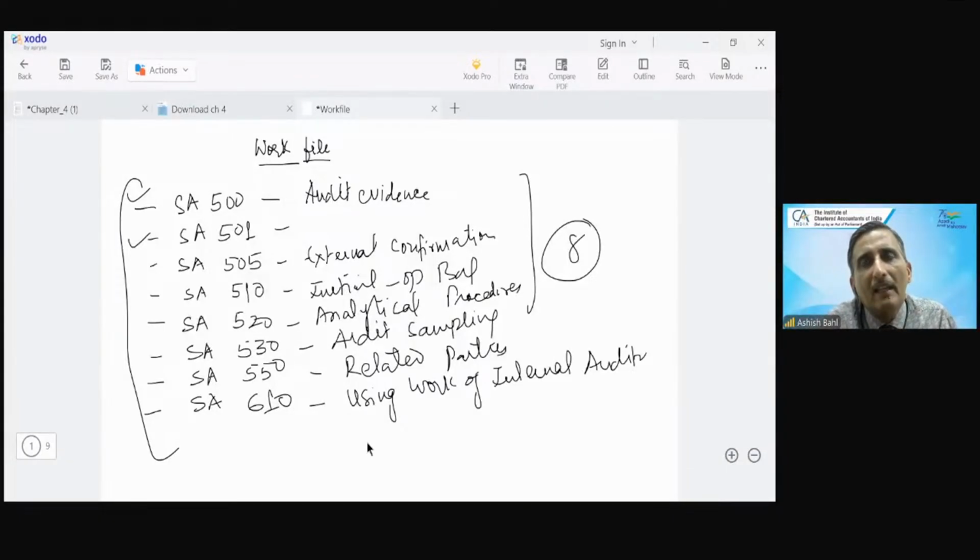Now tell me, you are auditing the financial statements of an entity. The entity has purchased some goods from third parties. You are verifying purchase invoices. You are matching these purchase invoices with entries in the books of accounts in the purchase account. Okay. So tell me, the purchase invoice, whether it is an example of internal audit evidence or external audit evidence.